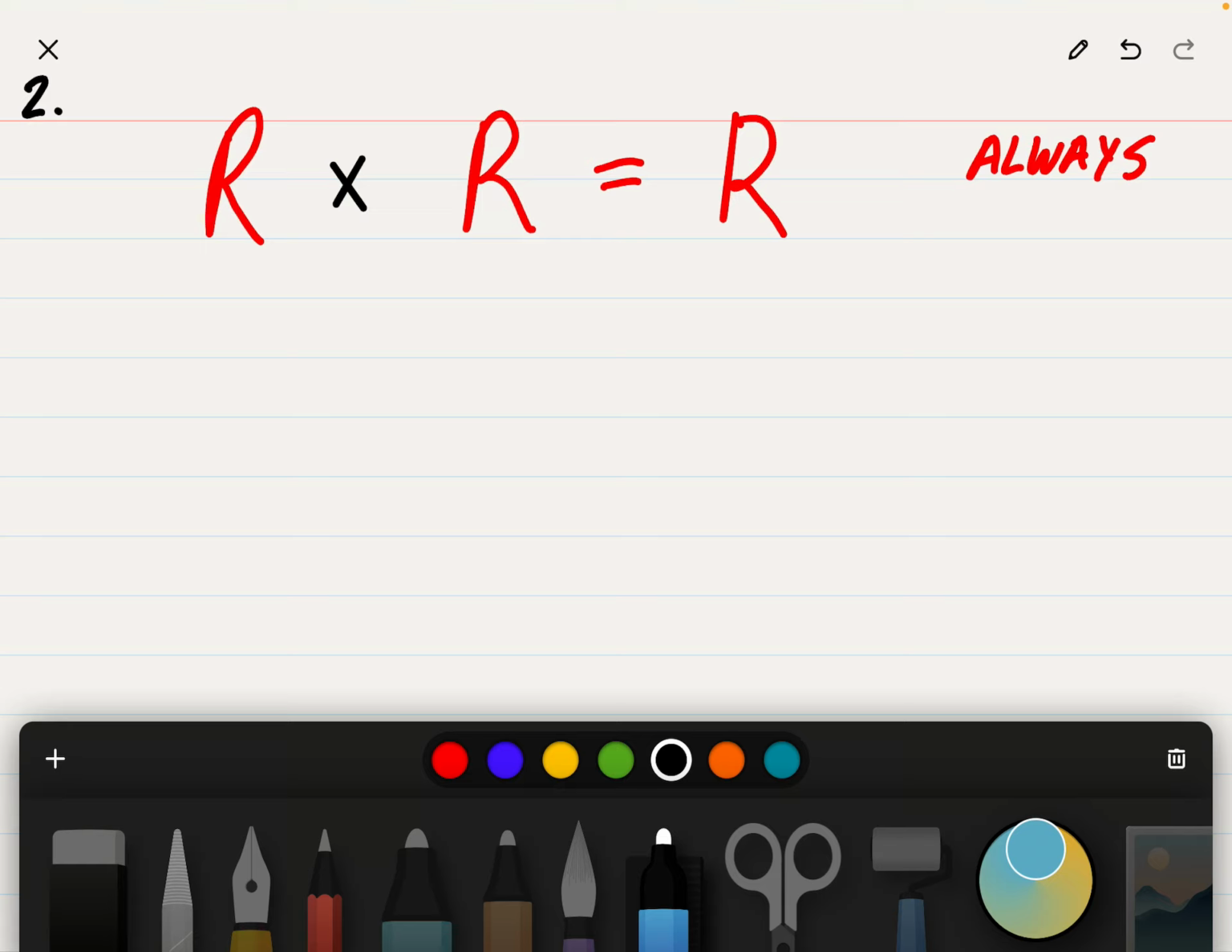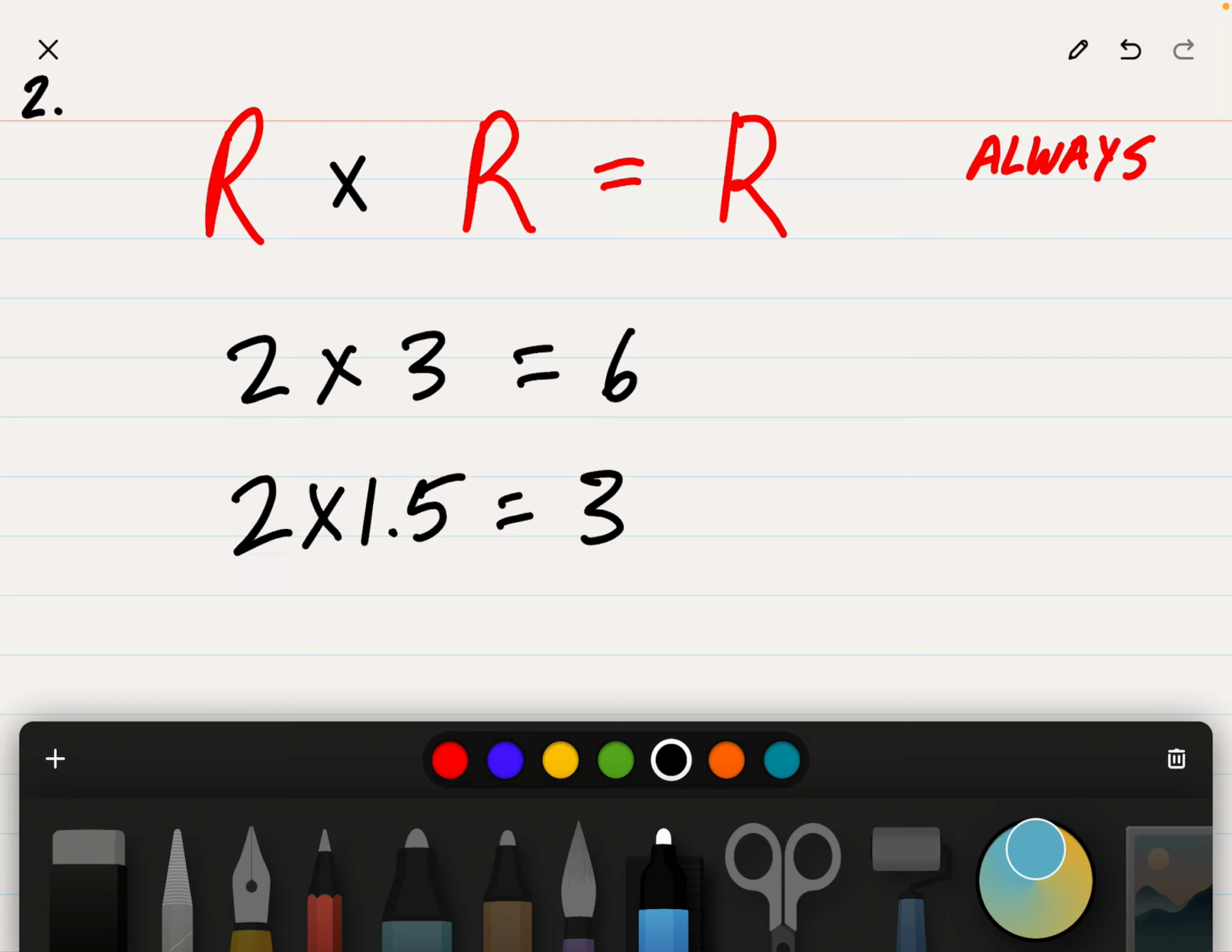Second, when you multiply 2 rational numbers, you will always get another rational number. We'll use the same example. 2 times 3 is 6. 2 times $1.50 is 3. Those are all rational numbers. So whenever you multiply rational numbers, they will always give you another rational number. Okay, now we're going to mix them, but this is always going to be the case.